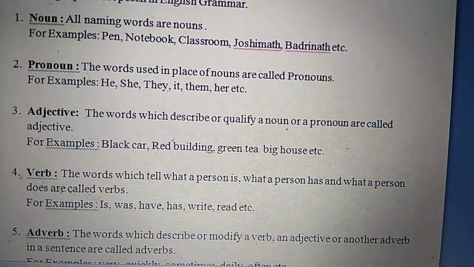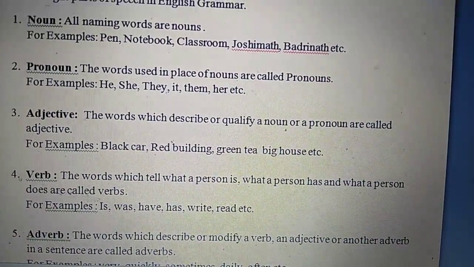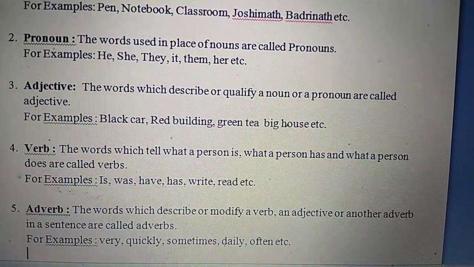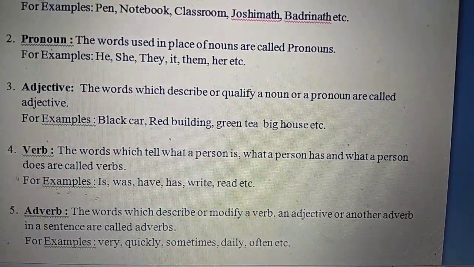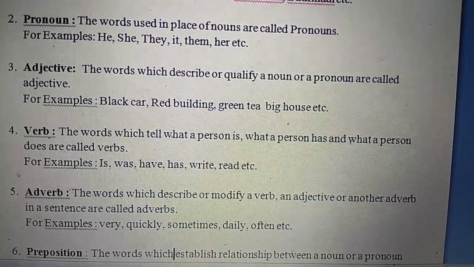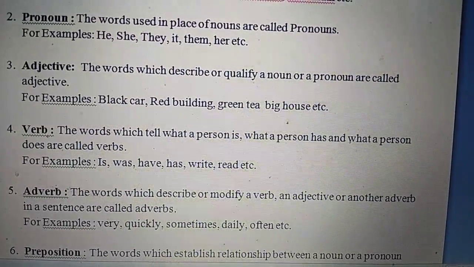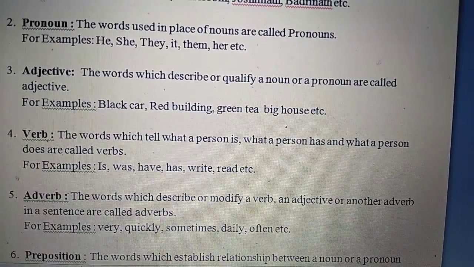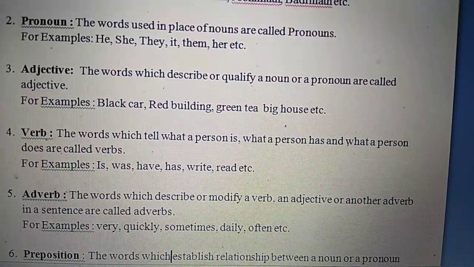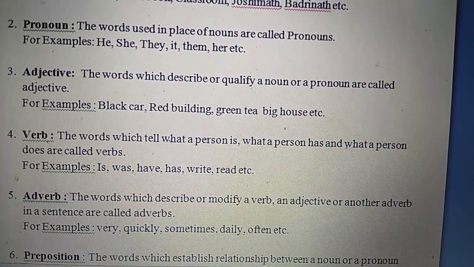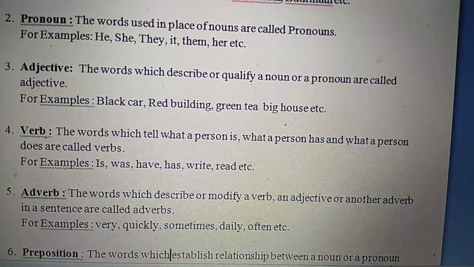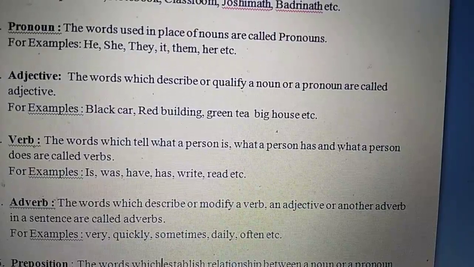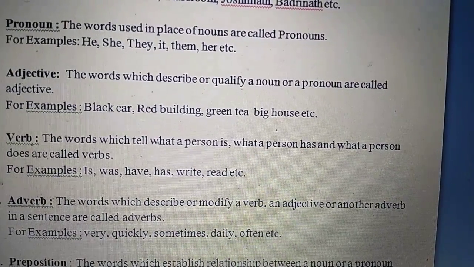Okay. Next part of speech is adverb. An adverb describes or modifies a verb. Also, an adjective or another adverb in a sentence. For example, very, quickly, sometimes, daily, often. We can use these adverbs in sentences. Very can be used. For example, if I say, He is running very fast. Here, very and fast both are adverbs, and very is modifying another adverb in the sentence, that is fast.